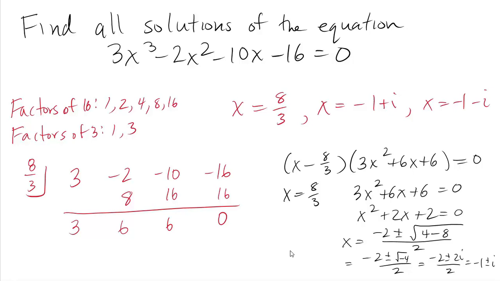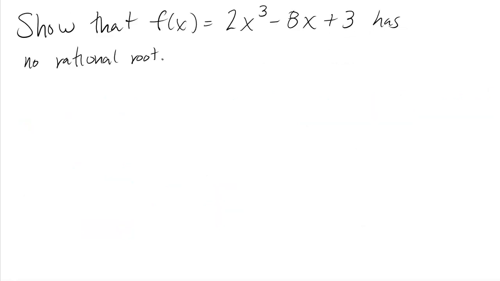Now I just mentioned that not all of these equations have rational solutions. I want to show you an example of that. This problem says, show that f of x equals 2x cubed minus 8x plus 3 has no rational root.